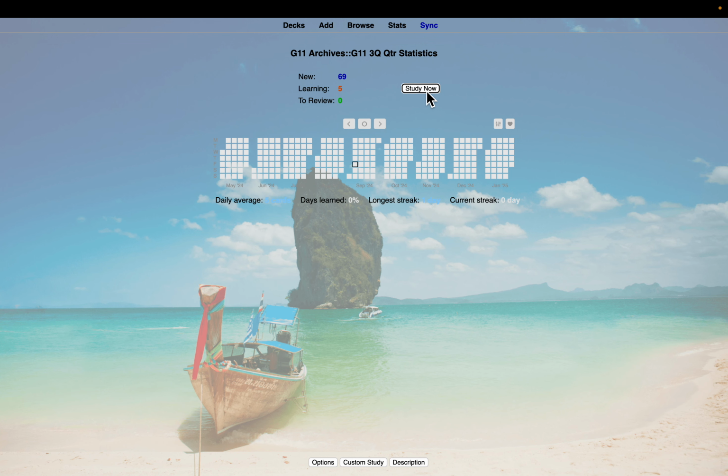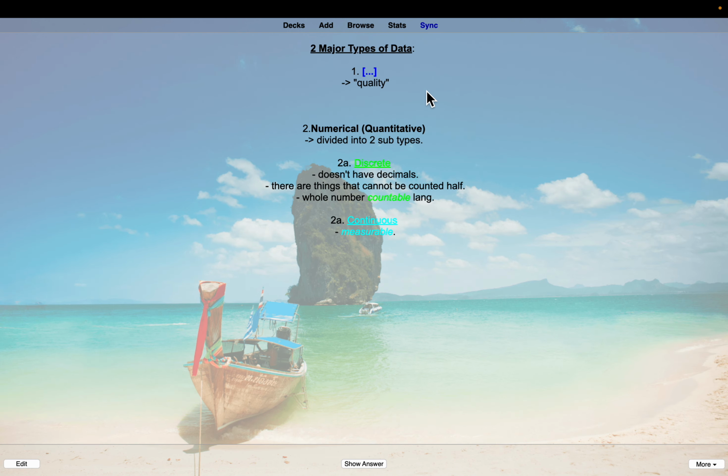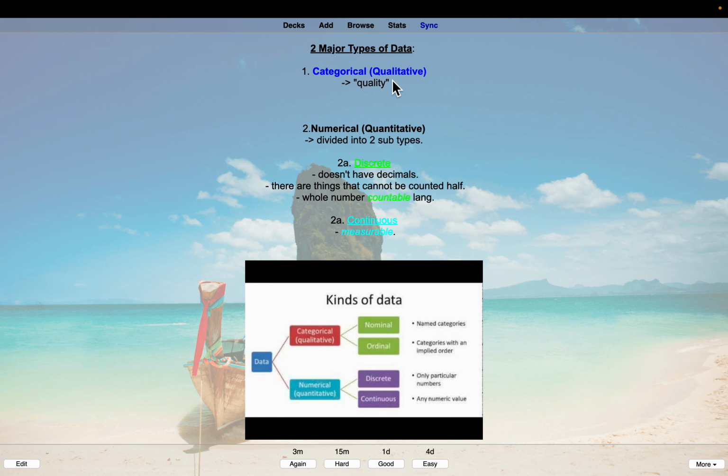we'll start now. Okay, so we have two major types of data. Number one is categorical. Number two is numerical. So yeah, just two types. For categorical, it's qualitative, so pertaining to the quality. For numerical, this is the quantitative aspect. It's divided into two subtypes.